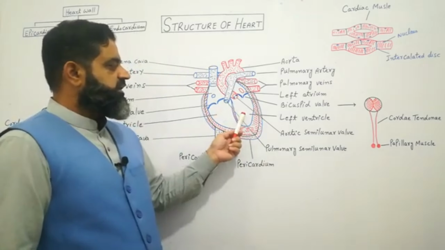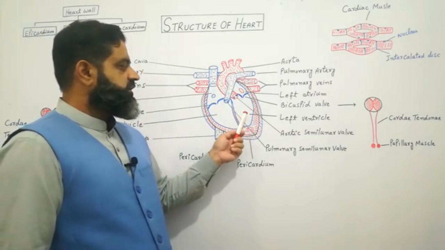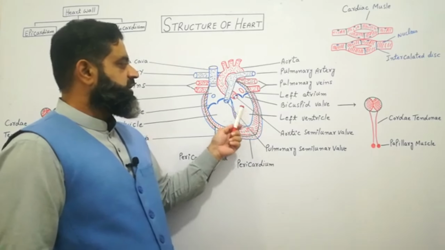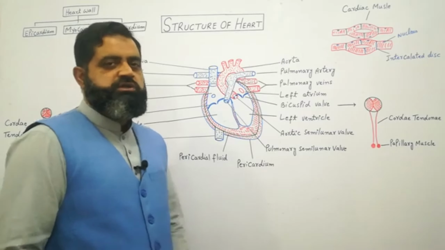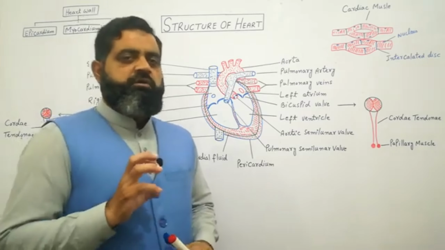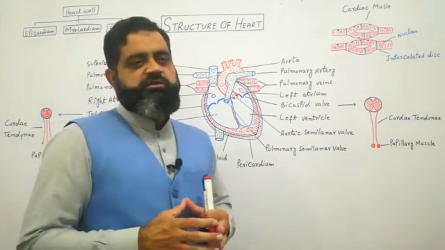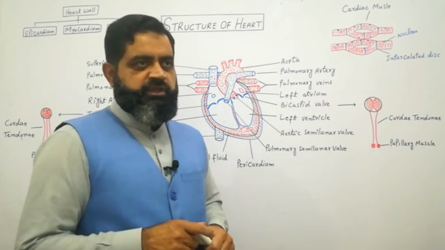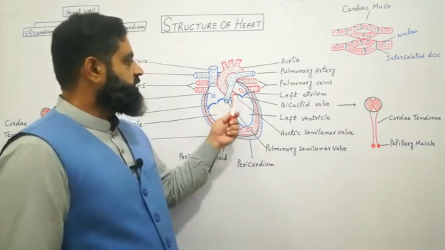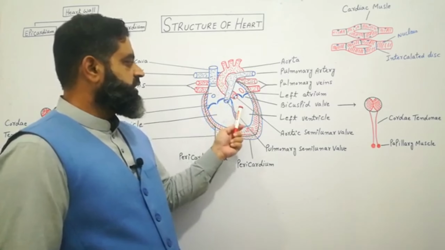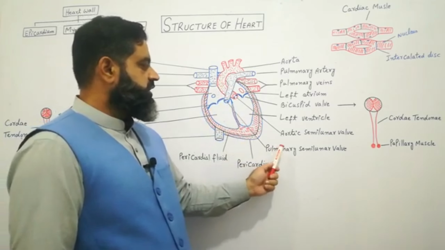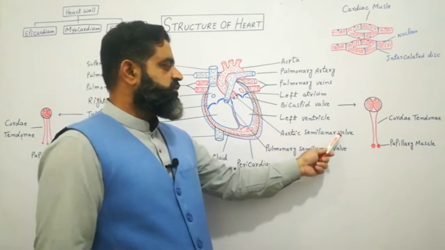When the left ventricle is filled with blood, it gives blood to another blood vessel which is known as the aorta. The aorta is the major blood vessel which carries oxygenated blood to all parts of the body. But at the base of the aorta there is another valve which does not allow the blood to come back. This valve is known as the aortic semilunar valve.